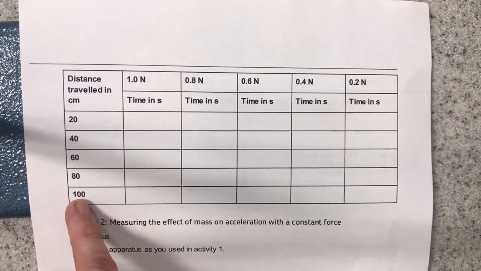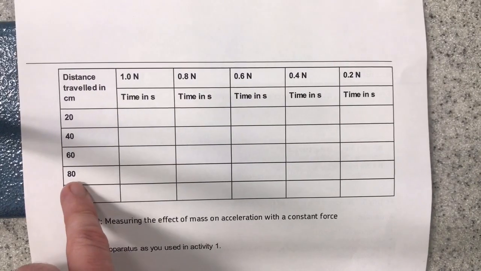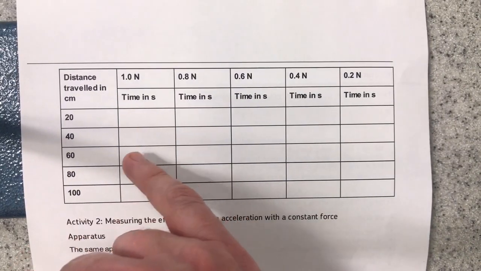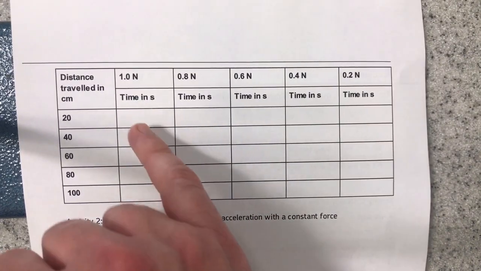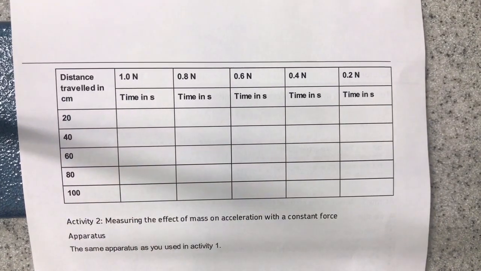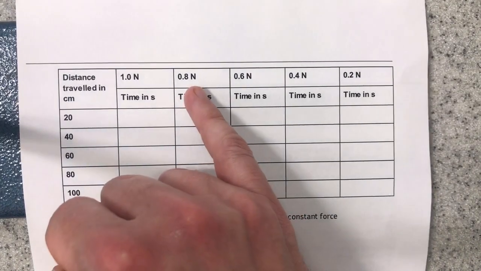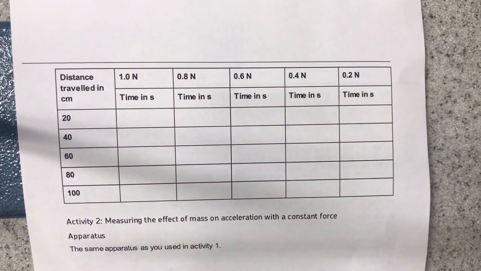This results table goes up to 100 centimetres, but you'll find when you set your experiment up you'll actually be only able to go back to 80 centimetres. You'll then see that in these boxes we are going to record the times, so how long it takes the trolley to travel 20 centimetres, 40, 60 and 80 centimetres. We'll then repeat the experiment as we reduce the force exerted on the trolley.